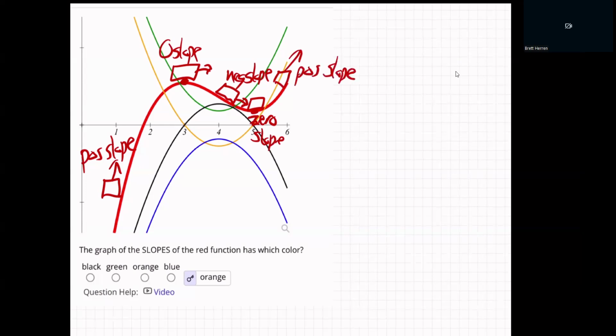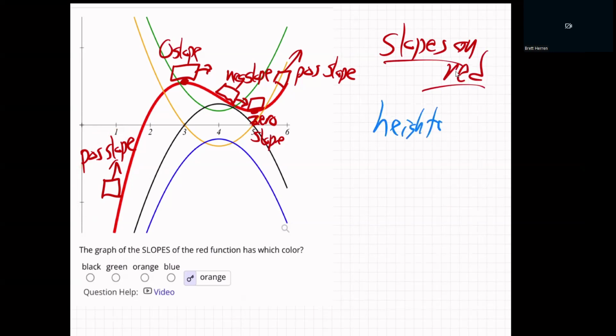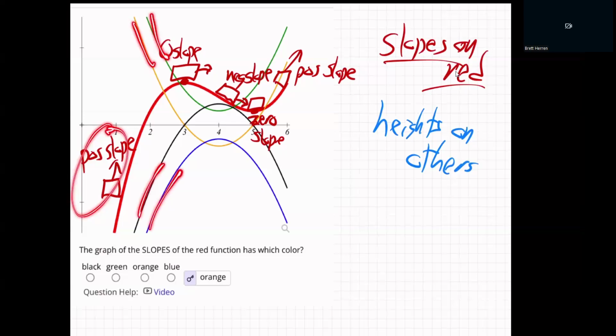So then we're going to look for heights on the other graphs that start out positive. The slopes on the red function become heights on the others. Which one does that faithfully? Well, it's got to start out with positive slopes, so it starts out with positive height. So it's either the yellow or the green. They start out with positive height. The black and the blue are out, no way, right? Because they start off with negative height. It starts out with positive slope, so it's got to start off with positive height. So it's one of these two.